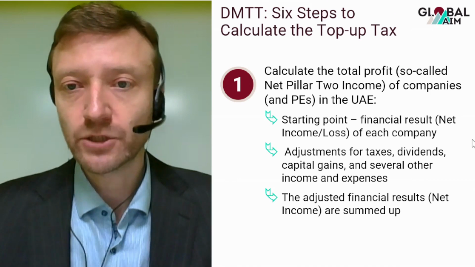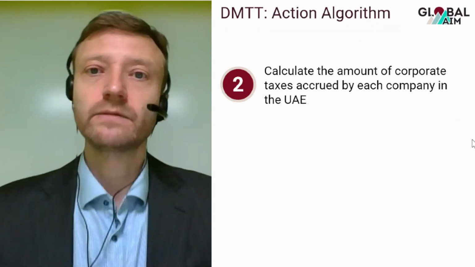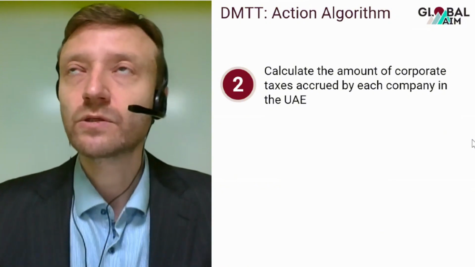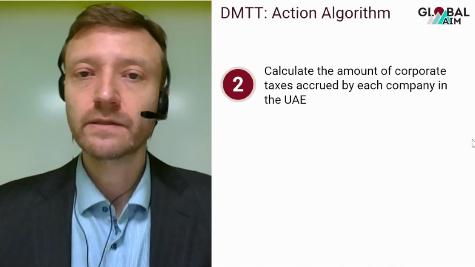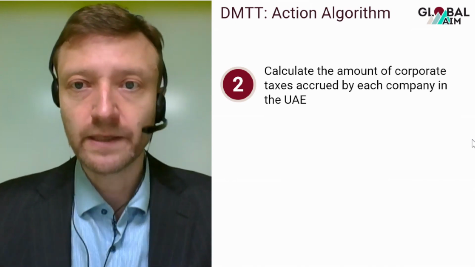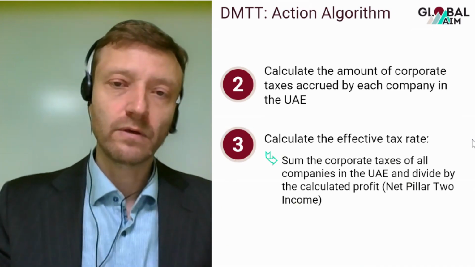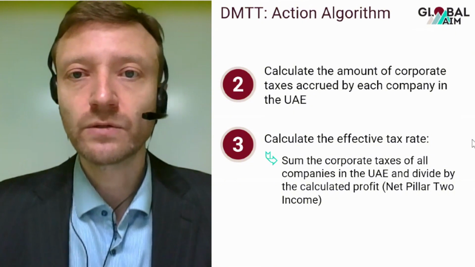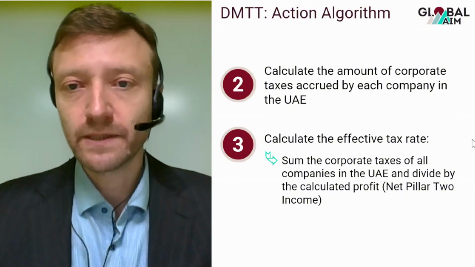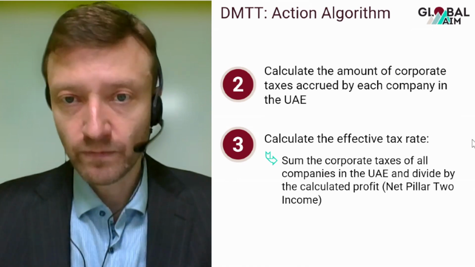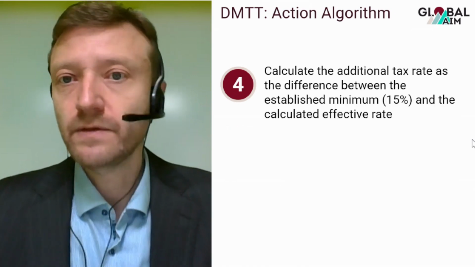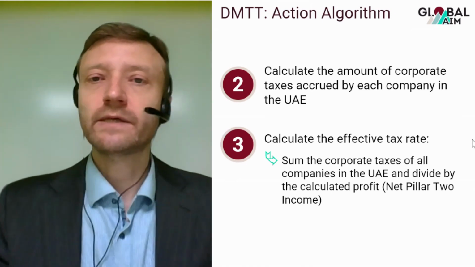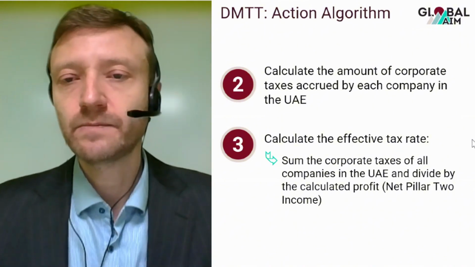And then the adjusted financial results, net income, are summed up. And after that, we keep this aggregate net income, which is called Pillar 2 income, I think, in the rules, and separately calculate the amounts of corporate taxes accrued by each company in the United Arab Emirates. And on the next step, step 3, the effective tax rate is calculated, whereby we divide the aggregated amounts of corporate taxes of all companies in the UAE by the aggregated calculated profits, which is called net Pillar 2 income. And this is how the effective tax rate is calculated, which is not surprising. We divide all corporate taxes by all profits, but adjusted by specific items.